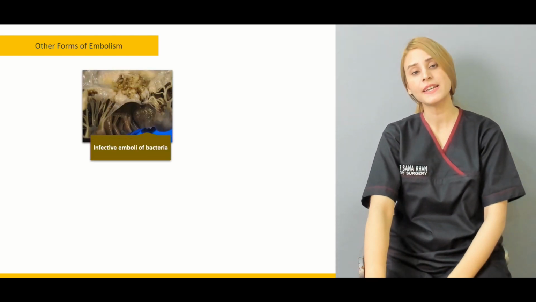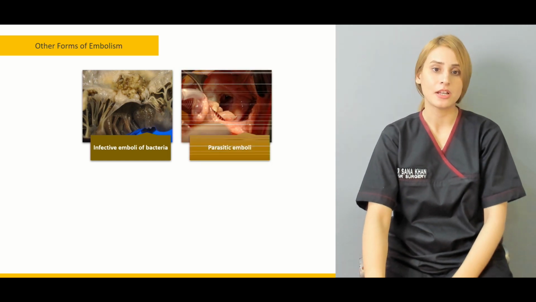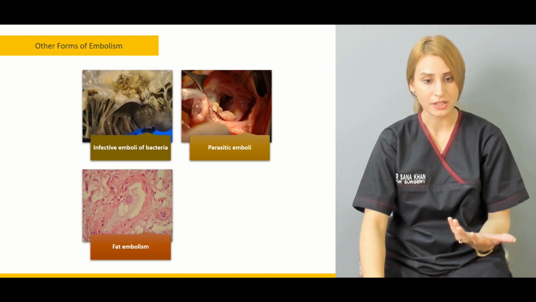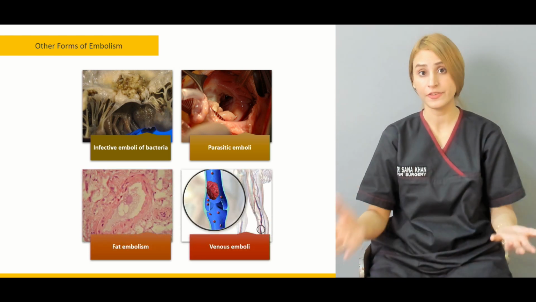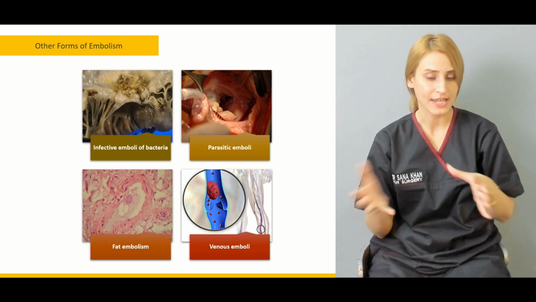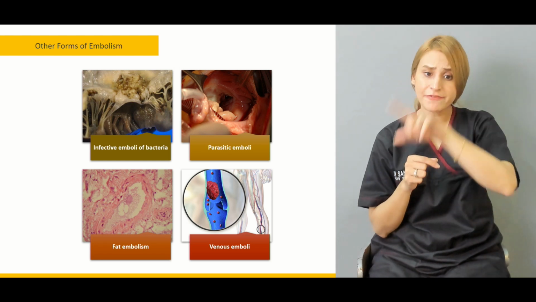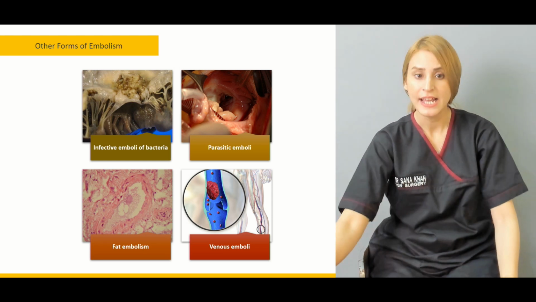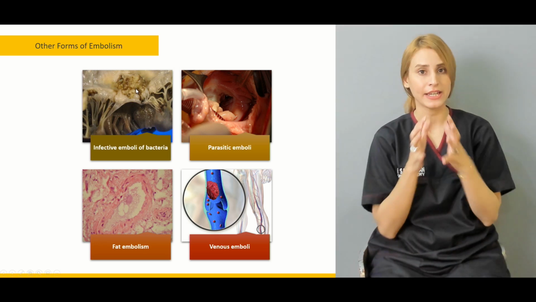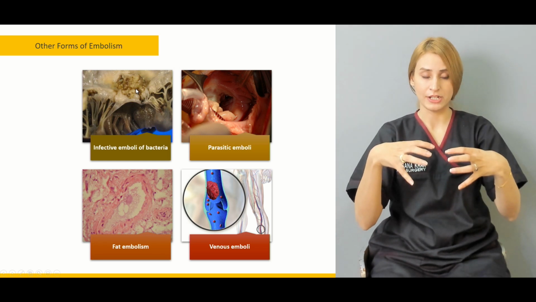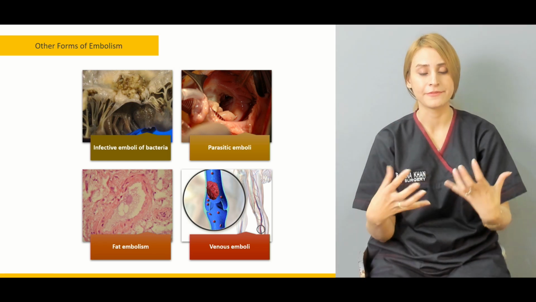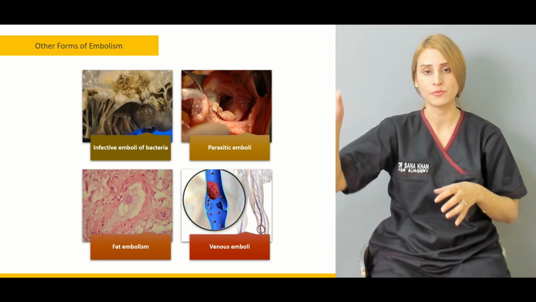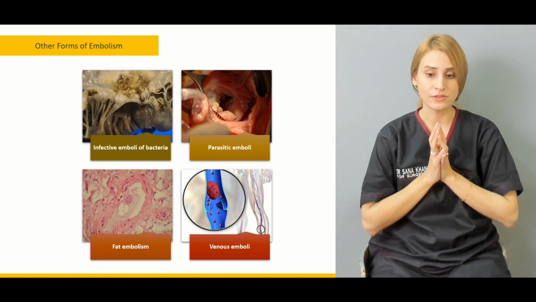There are some other forms of emboli, which are the infective emboli of bacteria, parasitic emboli, fat embolism, venous embolism, and obviously air embolism. So the infective emboli of bacteria are most commonly seen in infective endocarditis. These valve vegetations usually develop on the valves, and ultimately some of the emboli get dislodged from here and get stuck somewhere else, and they cause acute arterial occlusion.